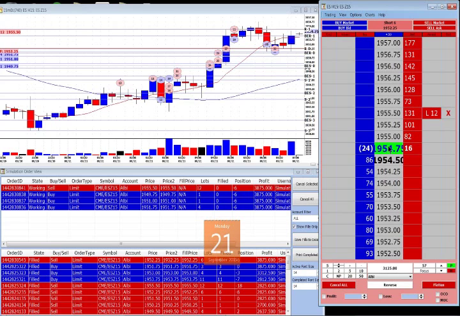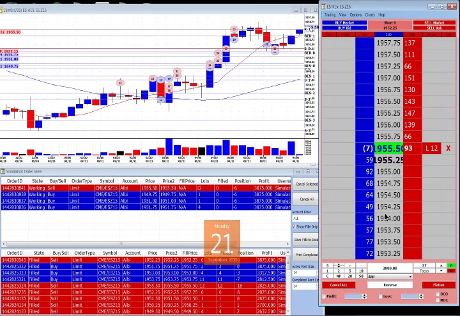$12.50 for each tick represents $50 for each point. So if it goes from 1954 to 1955, that's $50 when you're trading the ES, or the S&P E-mini.